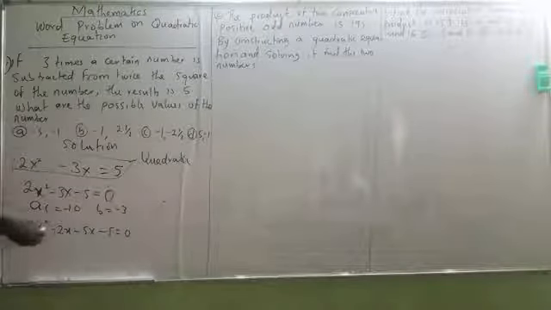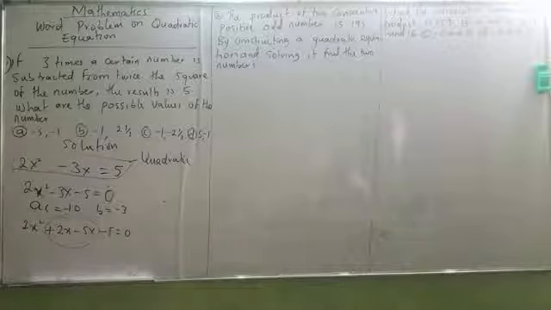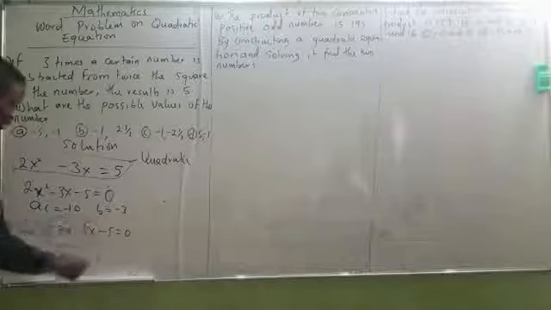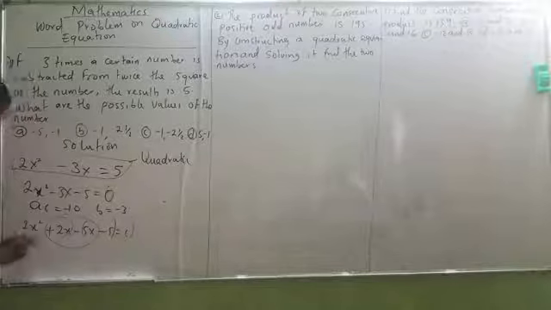Now, can you see that this is being represented by b? That's what I was telling you. Now I can group into two, moving on by taking what is common in the first group.